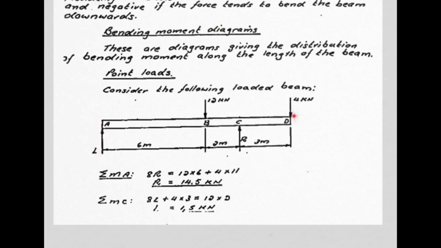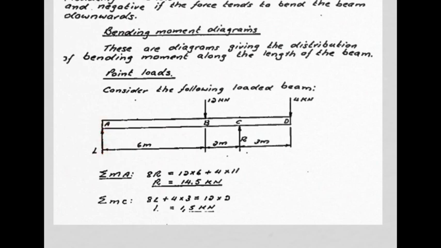So here's the example. First step is to find the support reactions as usual. So we must find the value of L and R, and by now you should be comfortable with that. You take moments about an appropriate point. In this case I've chosen A to eliminate this force, otherwise I have two unknowns.